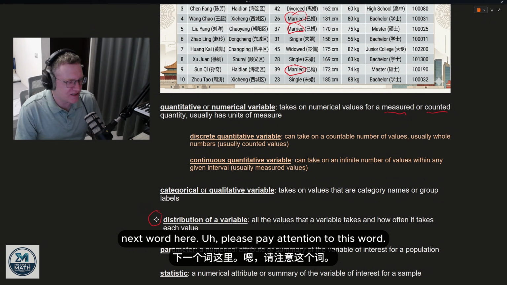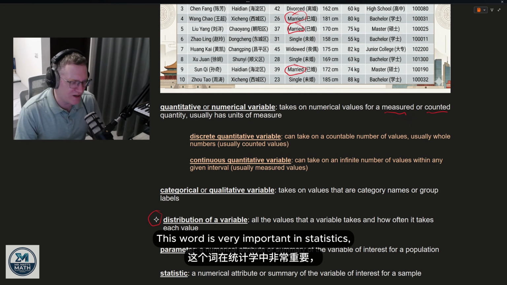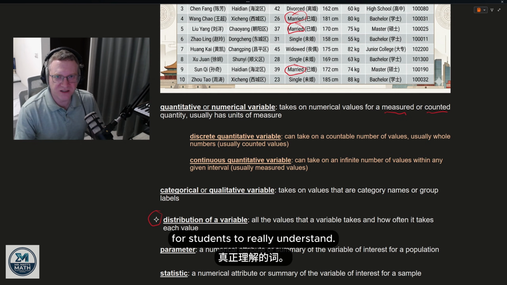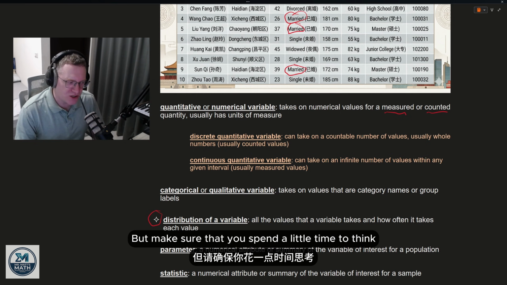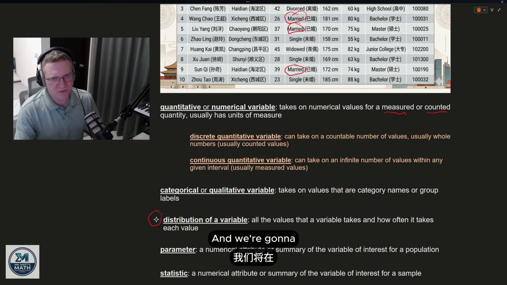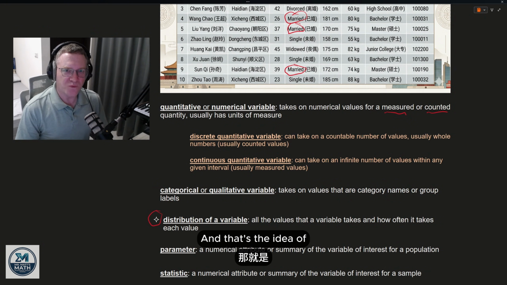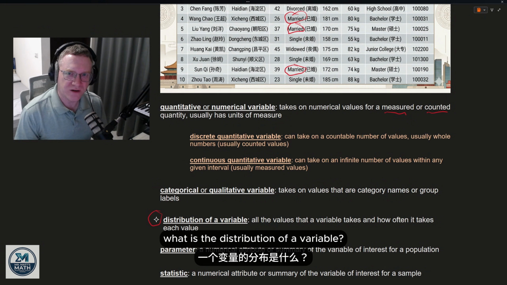Please pay attention to this word. This word is very important in statistics, and it is sometimes a word that is difficult for students to really understand. But make sure that you spend a little time to think about this because it's very important, and we're going to be talking about it throughout this course. And that's the idea of what is the distribution of a variable.